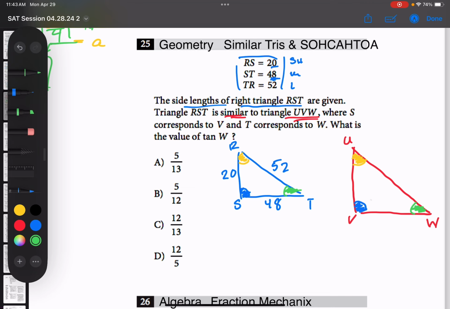So for example, if they told me that UVW is smaller than RST, and they gave me a measurement of, let's say, UV is 10, then I notice that I have a 10 to 20 ratio. It's a 1 to 2 ratio, which means that my hypotenuse would be 1/2 of 52, which is 26, and my middle leg would be 1/2 of 48, which would be 24. That's an example of similar triangles, where the length measurements are in proportion to each other.